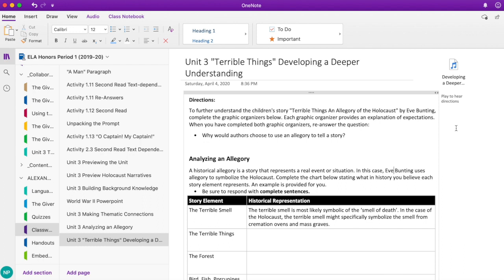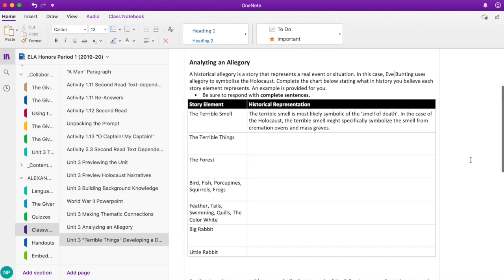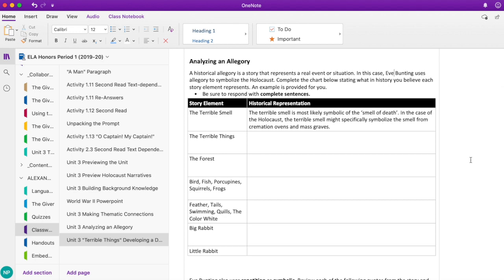It says, to further understand the children's story, Terrible Things, an Allegory of the Holocaust by Eve Bunting, complete the graphic organizers below. Each graphic organizer provides an explanation of expectations. When you have completed both graphic organizers, we answer the question, why would authors choose to use an allegory to tell a story? So the first graphic organizer looks at analyzing an allegory.